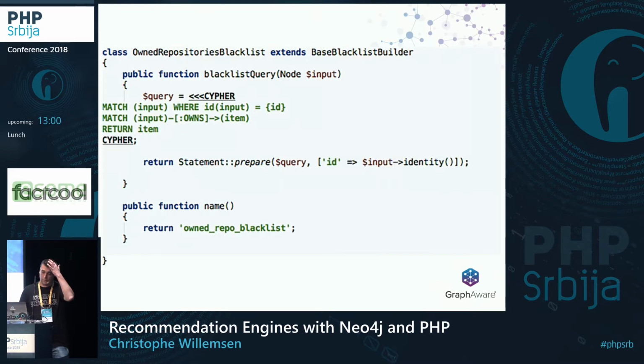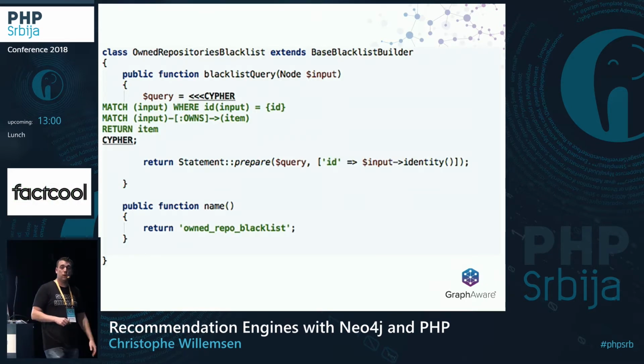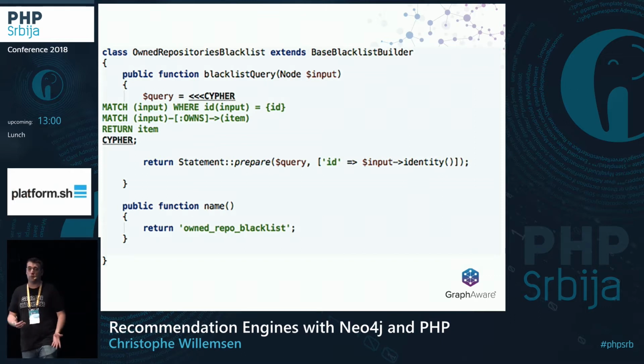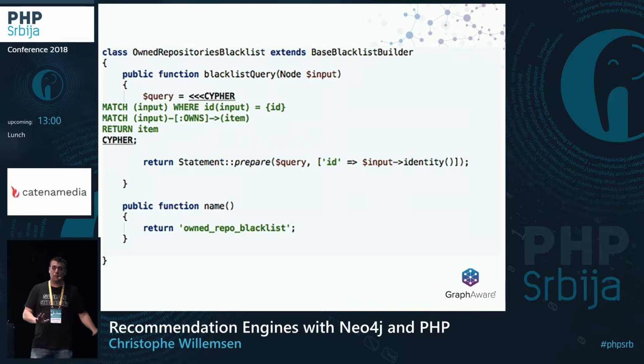Then I want to filter. Of course, I don't want to recommend a repository that I am already watching, for example. I know it, so you don't want to recommend it. So you can just take into account the fact that you don't recommend the repositories this user is watching.